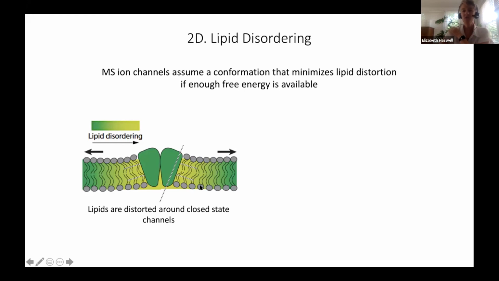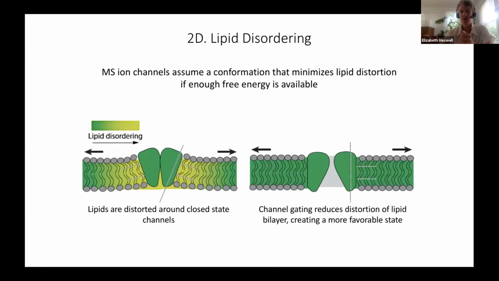And once you add membrane tension to the system, you add energy to the system, and it allows the ion channel to assume a conformation that now reduces lipid disordering. And that's more favorable, and it also opens the channel. So I'll give you two examples of that.